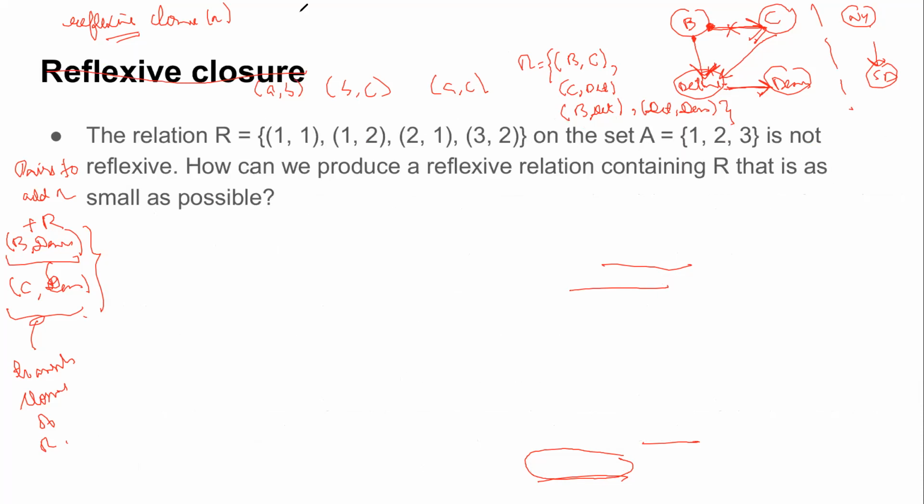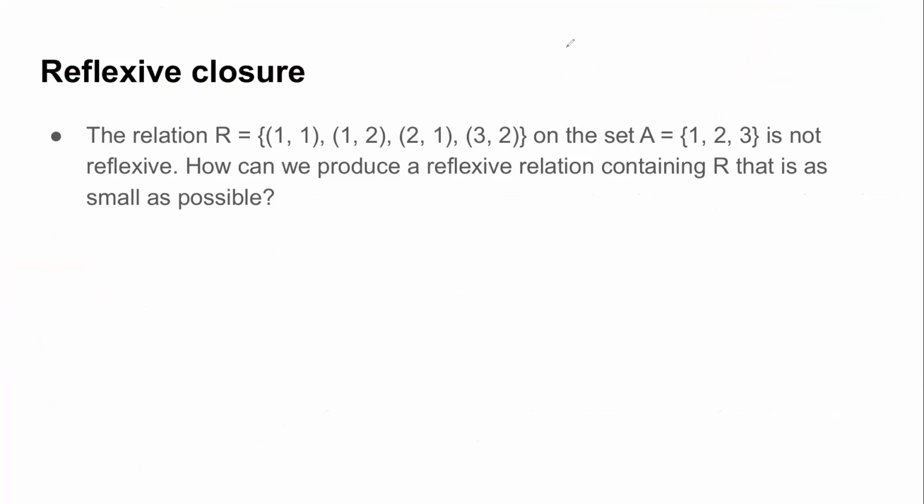Okay. So let us see the exact examples so that you have a better understanding. Let us start with the reflexive closure. Suppose I give you a relation R which is (1,1), (1,2), (2,1), (3,2) on the set {1,2,3}. We know it's not reflexive, right? Why? Because the pairs (2,2) and (3,3) are missing. Now if I ask you what is the smallest possible addition of ordered pairs that you can add to R which will make it reflexive, what would be your answer?